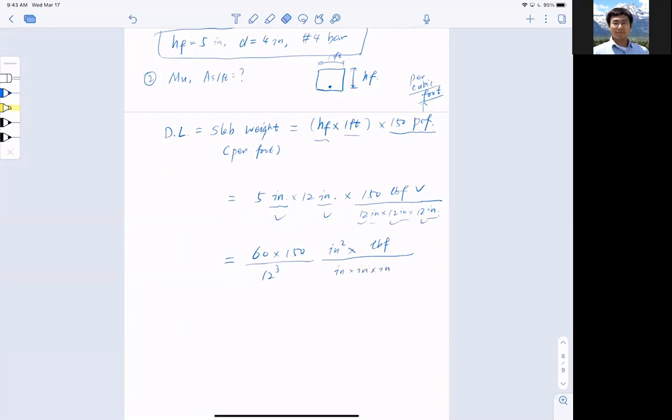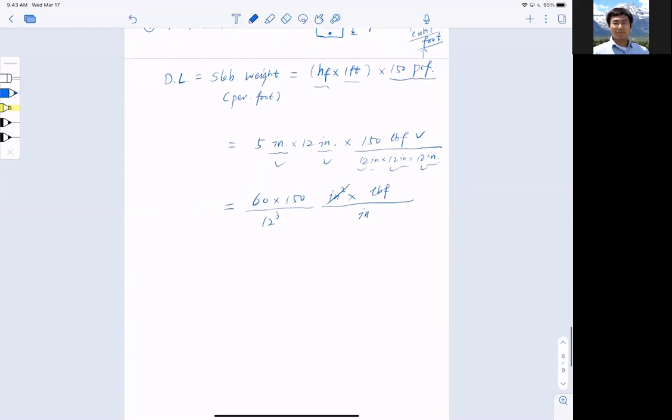Okay, so inch to the power of 3, right? You can leave left as that, that's fine, and then cancel that, remove that, I have pound per inch. All right, pound per inch. So now I want to convert this to be 60 multiplied by 150 divided by 12 to the power of 3, okay?